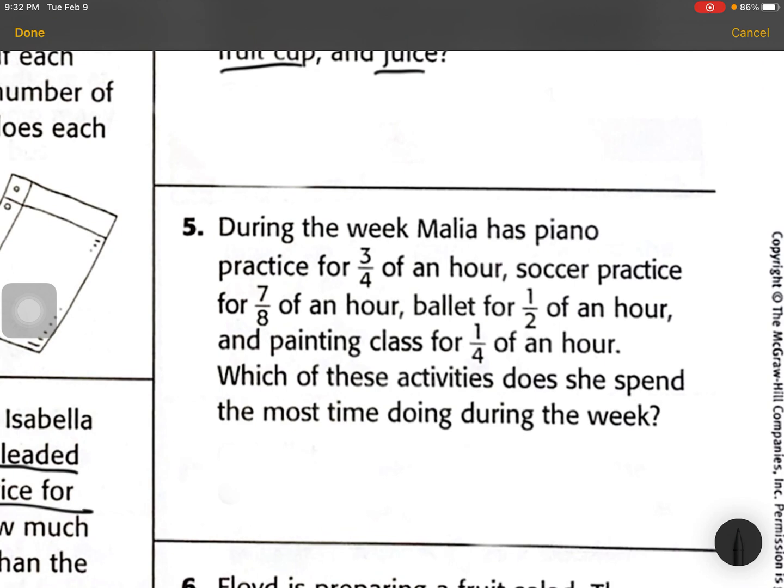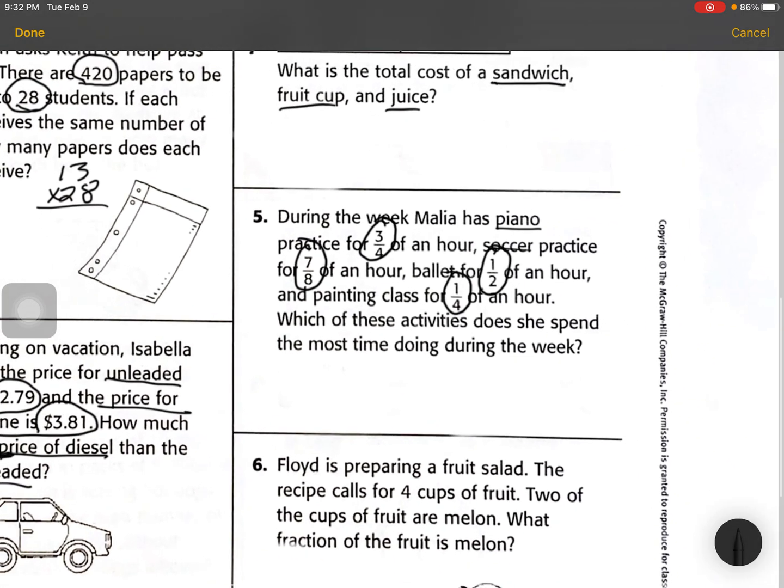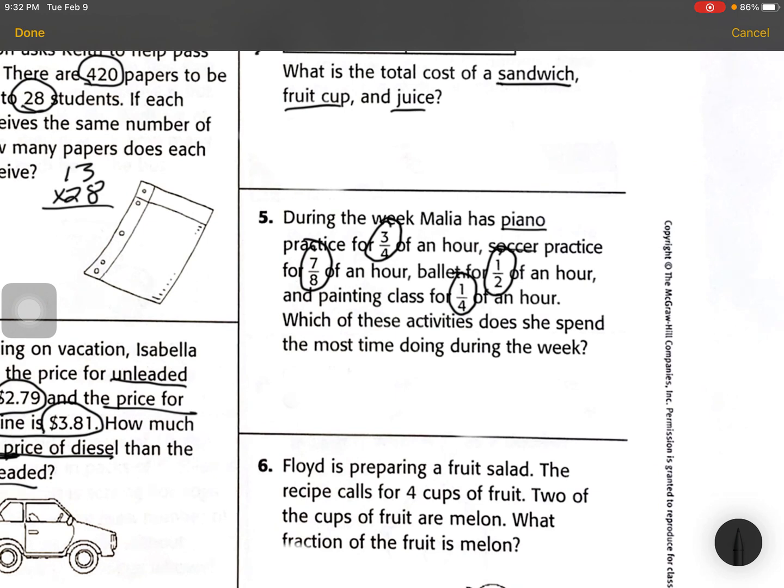During the week, Malaya has piano practice for 3/4 of an hour, soccer practice for 7/8, ballet for a half, and painting for a 1/4. Which of these activities does she spend the most time doing during the week? We can kind of look at it and see there's a couple that are a little bit bigger than the others. So I would say it's a toss-up between piano and soccer. But you can also do equivalent fractions to find out for sure.